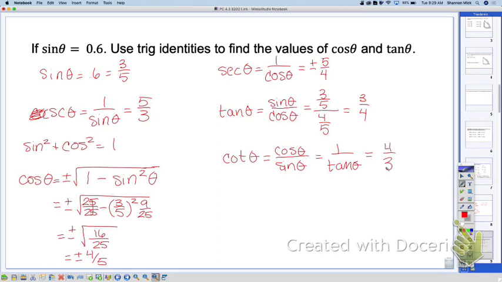4/3. But do you see how I showed the person that looks at my paper how I got this? I used my identities. So when it says on a quiz or a test, use your identities, you have to show me you used your identities. Got it?